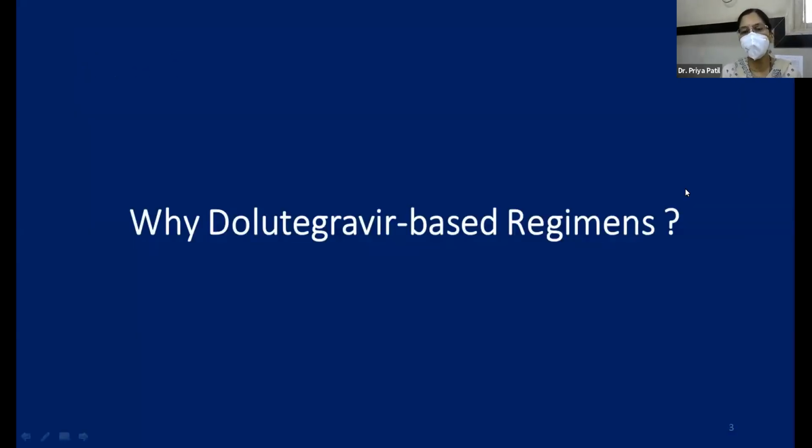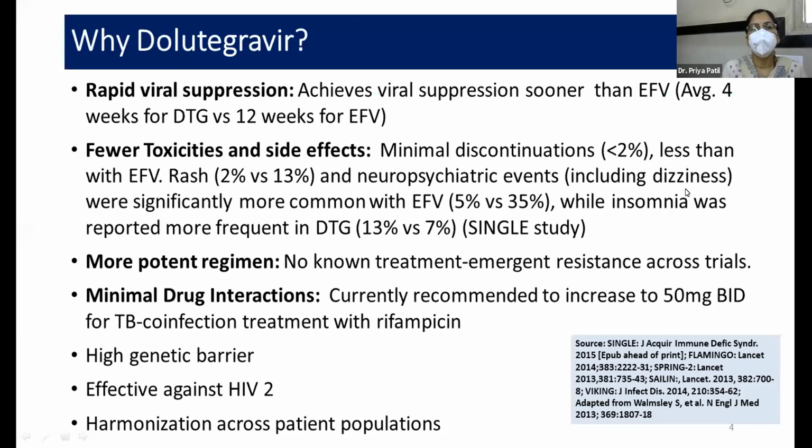So coming to why dolutegravir-based regimens, why we are slowly going to change all our regimens to dolutegravir. Now, dolutegravir achieves a very fast viral suppression, sooner than efavirenz-based regimens. Because of this rapid viral suppression, dolutegravir is much more effective. The action is much faster, and so it reduces transmission also. The viral suppression by dolutegravir to less than 50 copies per ml occurs at 4 weeks as compared to 12 weeks for efavirenz.